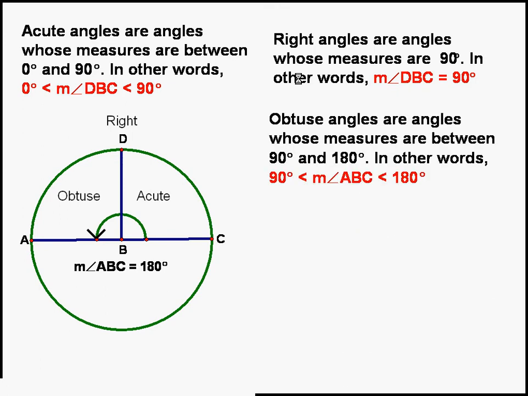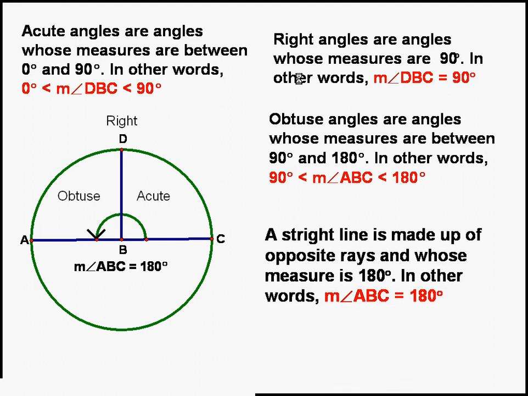All right, obtuse angles are angles whose measures are between 90 and 180 degrees. In other words, the measure of angle ABC is going to be greater than 90 and less than 180. Okay? And then finally we have a straight line. A straight line is made up of opposite rays and whose measure is 180 degrees. In other words, the measure of angle ABC is 180.